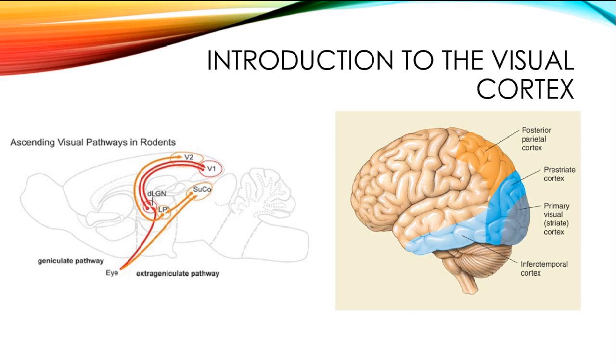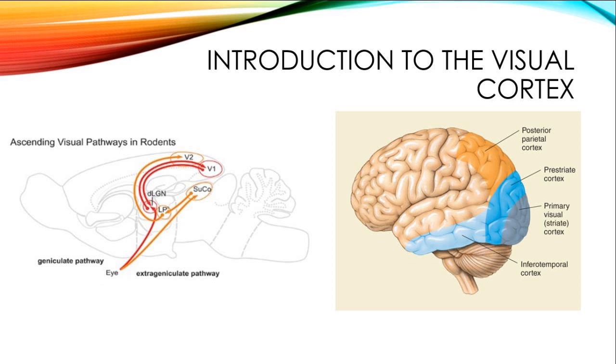One goes from the eye to the superior colliculus to the lateral posterior nucleus and onto the medial and lateral prestriate cortexes. The other goes from the eye to the dorsal lateral geniculate nucleus to the striate cortex.